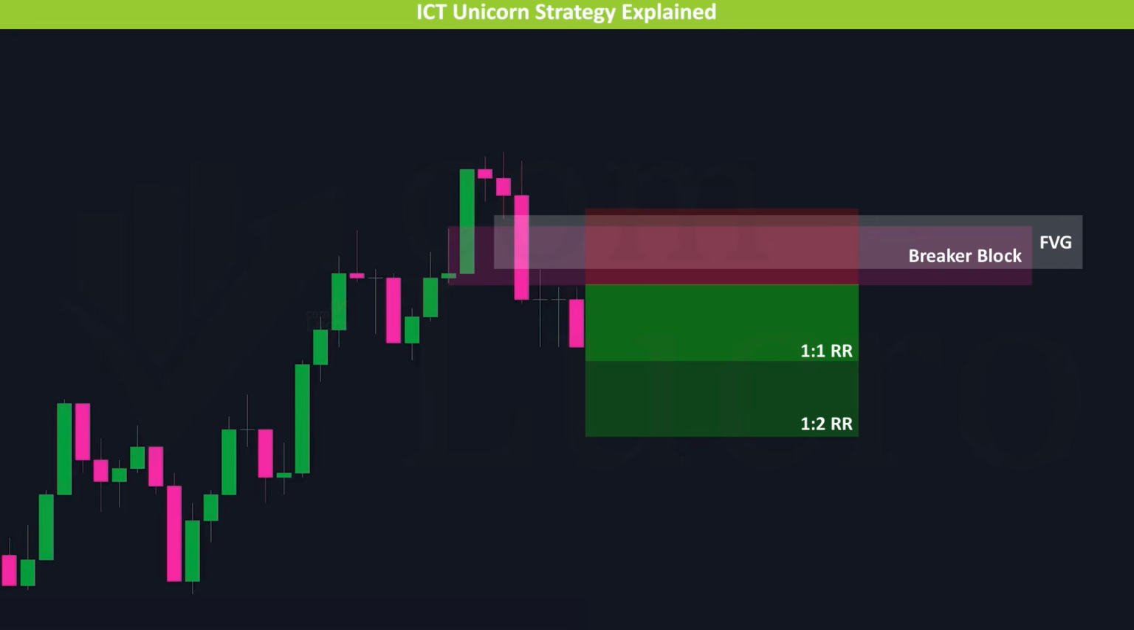To manage the trade more efficiently, one simple technique is to reduce risk once price reaches a 1-to-1 target. At that point, you can close half of the position and move the stop loss to break even. This way, even if price reverses and hits your stop, the trade does not result in a loss. At the same time, the remaining position is free to run in profit, allowing you to stay calm and focused while the market does the work.